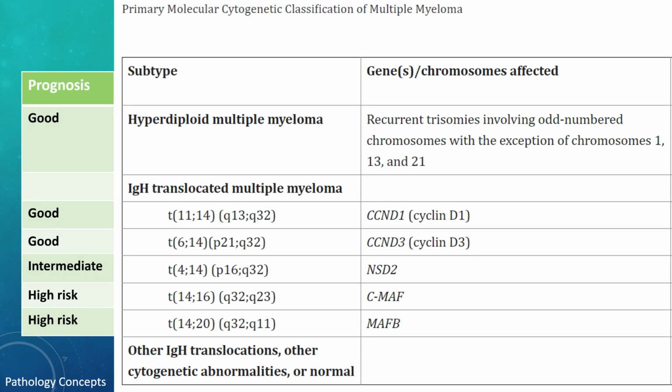The prognosis depending on these cytogenetic abnormalities is as follows. Hyperdiploid multiple myeloma has a good prognosis. Translocation 11;14 and translocation 6;14 also have a good prognosis. Translocation 4;14 has an intermediate risk, and translocations 14;16 and 14;20 have high risk multiple myeloma. So this is in short about plasma cell disorders.